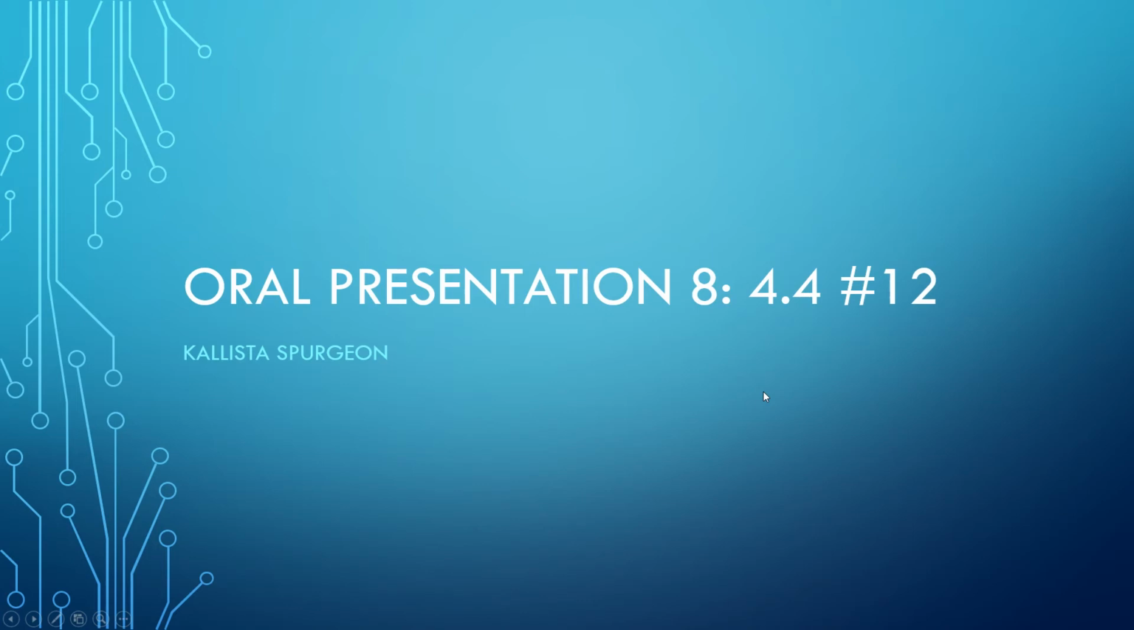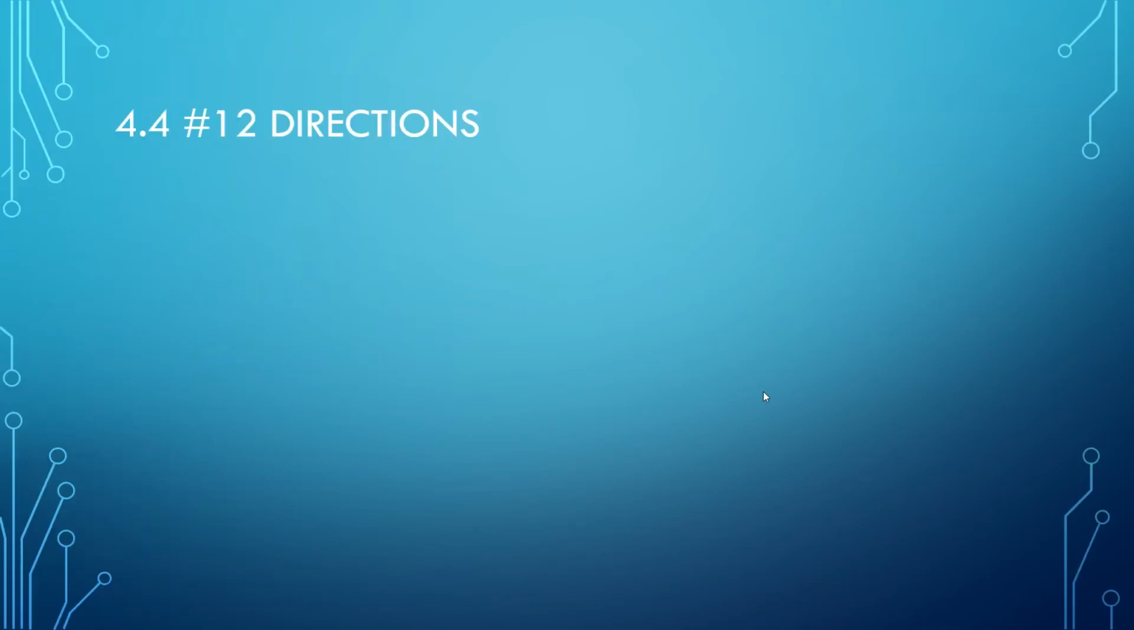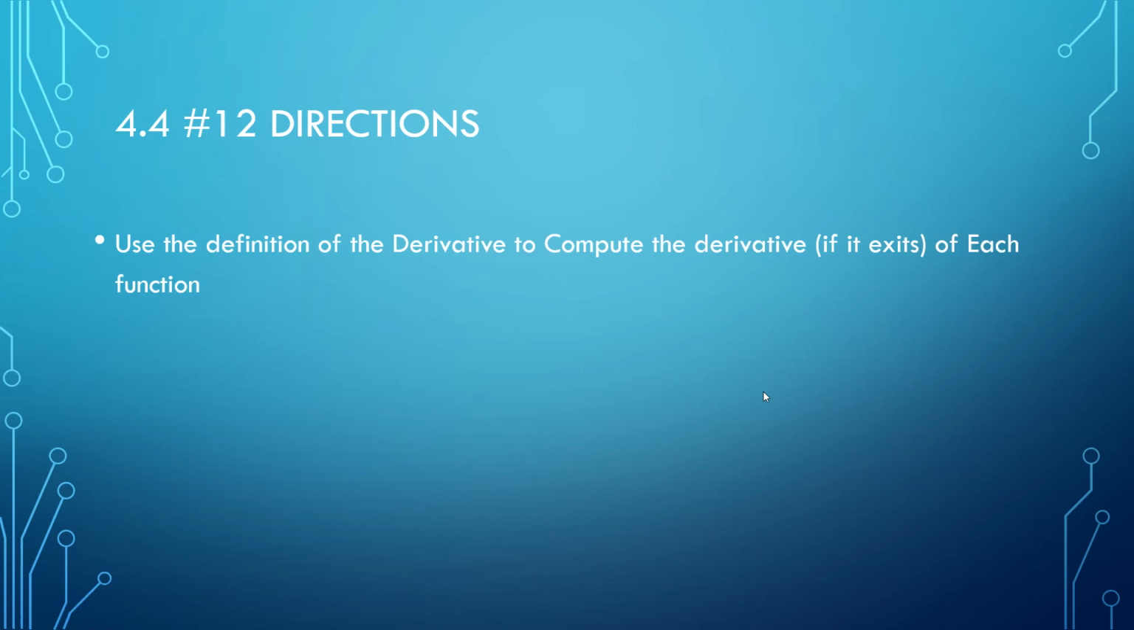Okay, today I'll be presenting 4.4 number 12. 4.4 number 12 is to use the definition of the derivative to compute the derivative, if it exists, of each function. And number 12 is q of x equals 1 over x plus 1.